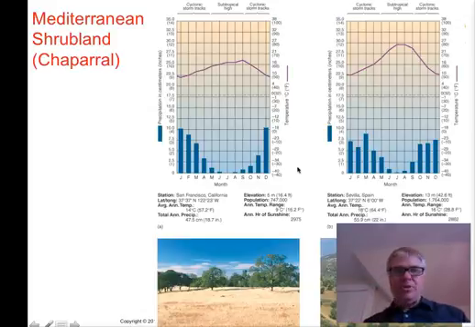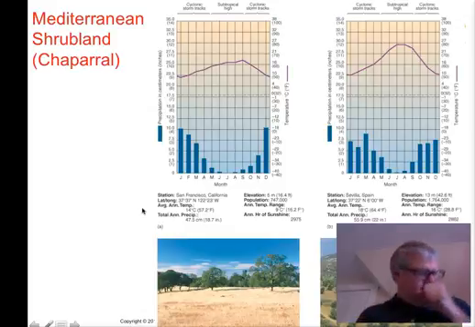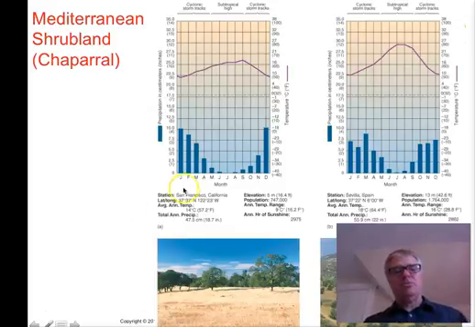Another interesting example here is what's called Mediterranean shrubland. An example would be California. This example here is from San Francisco, and also this is one from Spain. This one's a little different in that the temperature is shown as a line instead of as blocks. But the precipitation here shows that you have some precipitation, but mostly in the wintertime and almost none in the summer, and that gives you a particular kind of biome, a particular kind of ecology.